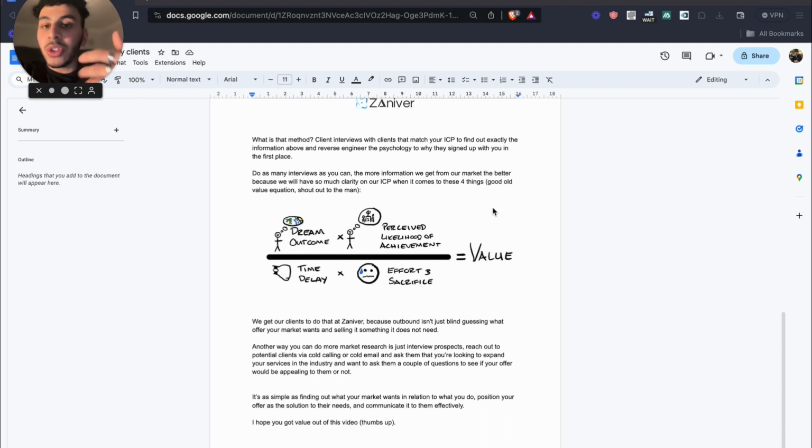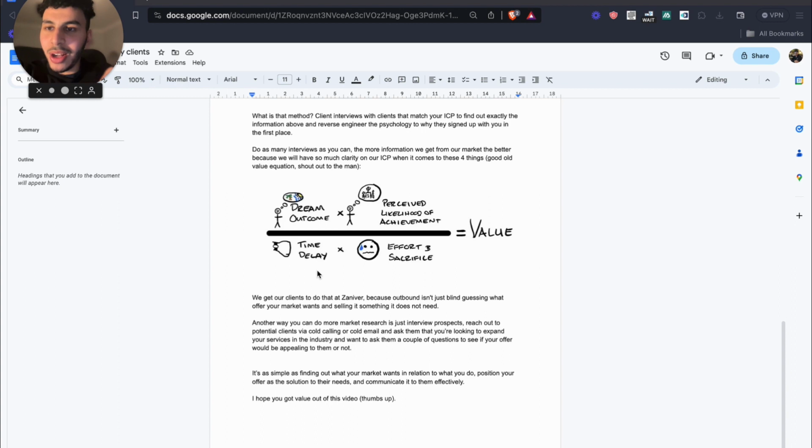And do as many interviews as you can. The more information, the better, because we'll have so much clarity on our ideal client profile when it comes to these four things on the screen. Good old value equation, shout out to Hormozi. Dream outcome, perceived likelihood of achievement, effort and sacrifice, and time delay. And that's exactly what we get our clients to do at Zanova.